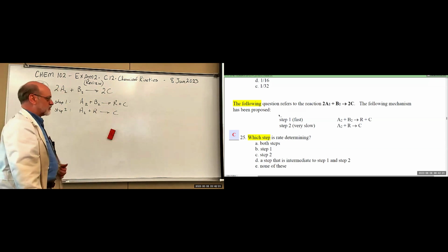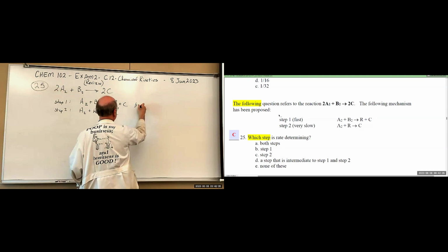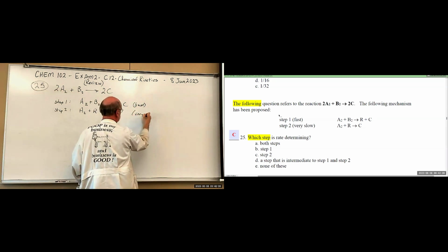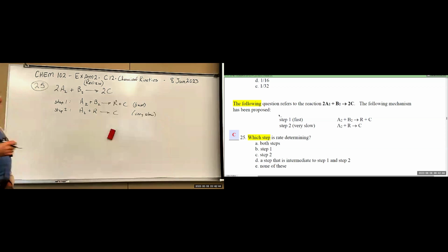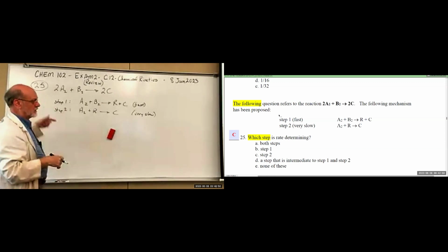Okay, which step is the rate determining? Well, let's see. We're saying this one is fast, and this one is very slow. All right, so the rate determining step is the slowest one. Okay. It would be this one, step 2. C.